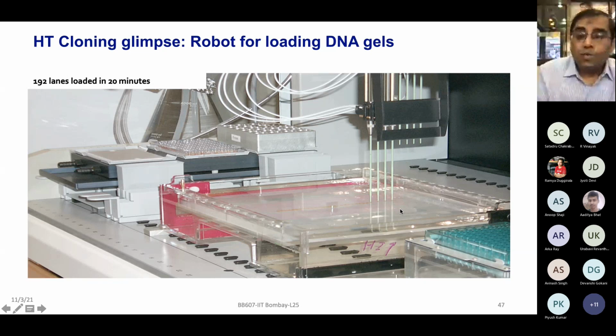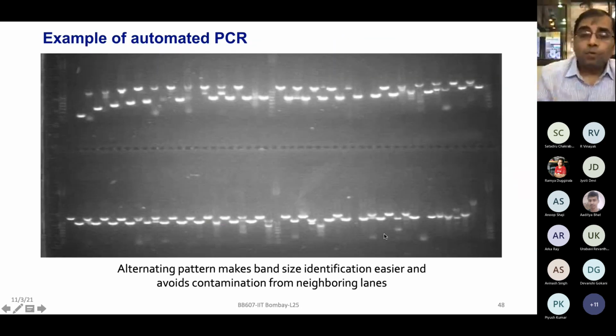In this case, 192 lanes are there, and one could use these robotic printers. All these plates, it will just quickly take that many samples and quickly load those on the gel, go again and take the next set of samples and load that again. To avoid spillover from one lane to another, the wells are made slightly diagonal, so that you can see one is up and one is down, so that there is no spilling over from one well to another well.